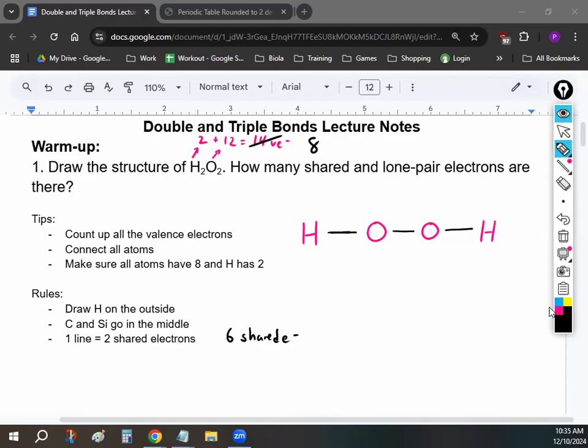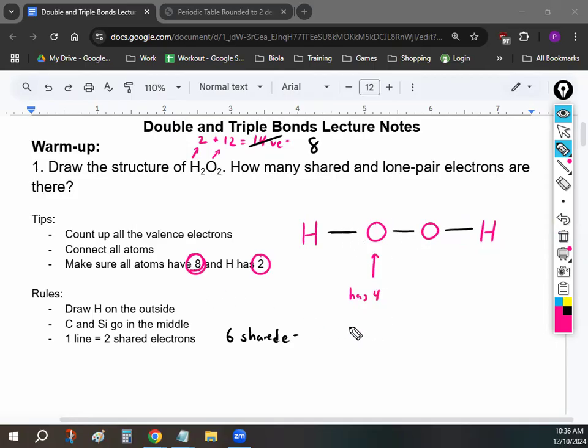All right, now, if you guys remember, the rule is all the elements want to have 8. Okay, but hydrogen wants to have 2 electrons. If you take a look at the hydrogens, there's a line next to it, right? Which means hydrogen already has 2, so this one is happy, and so is this one right here, because it has a line next to it, it has 2 electrons. Okay, but if you take a look at the oxygen, how many electrons does the oxygen have right now? 4. It has 4. Because there's 2 lines next to it, so that's 2 and 4.